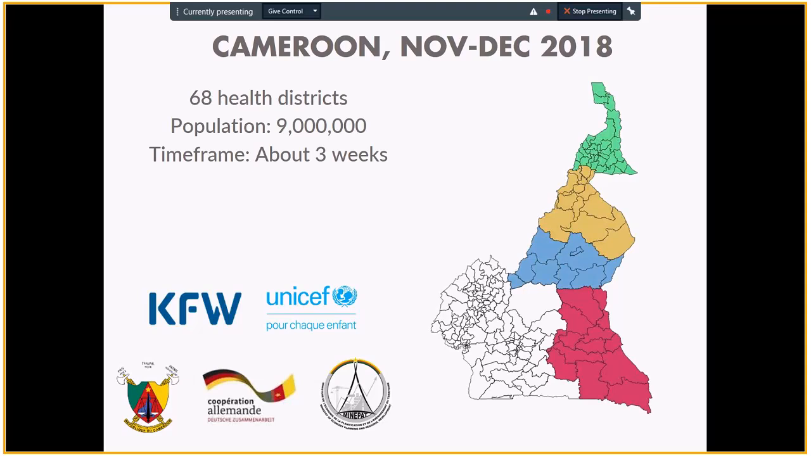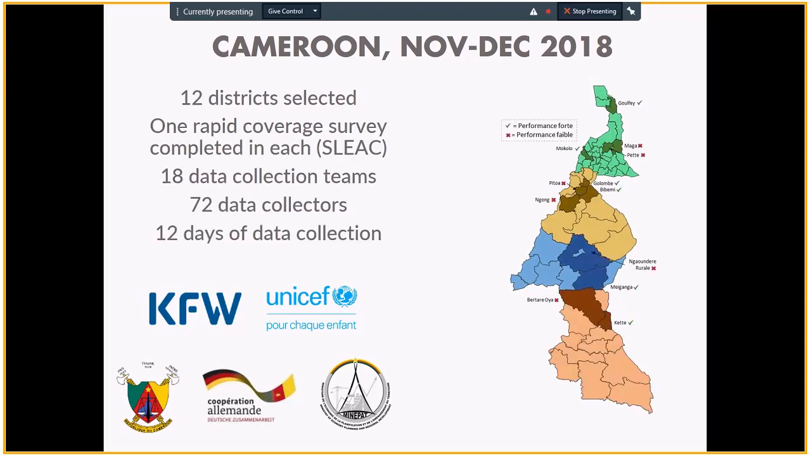And we had about 3 weeks to do it in, and that was the data collection time. So I had to be a bit innovative with the methodology. So I proposed to the team in Cameroon that we would focus on 12 sample districts. So 4 in extreme north and north, the 2 at the top because they've got the biggest populations, and then 2 in each of the Adamawa and Est at the bottom. So what I proposed was that we would do a SLEAC survey in each of these districts in order to get a really rapid impression of what coverage was like in those areas.